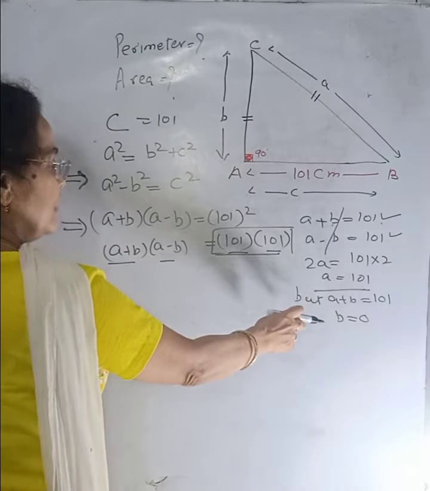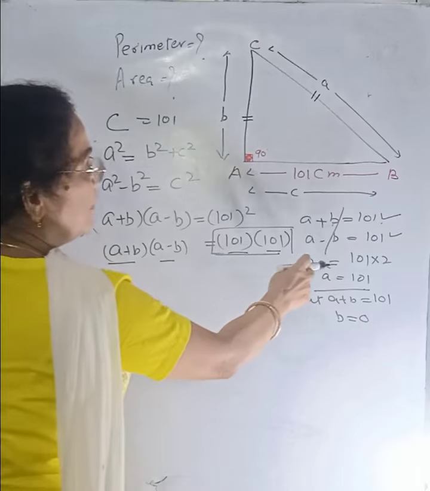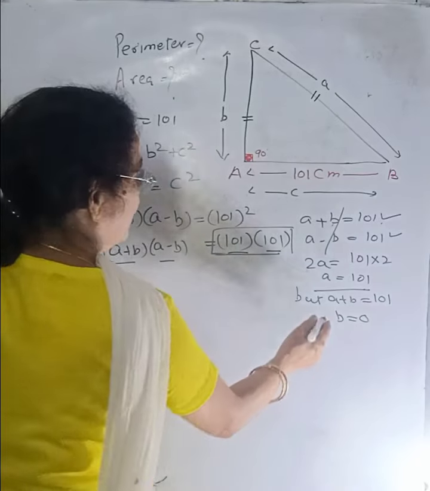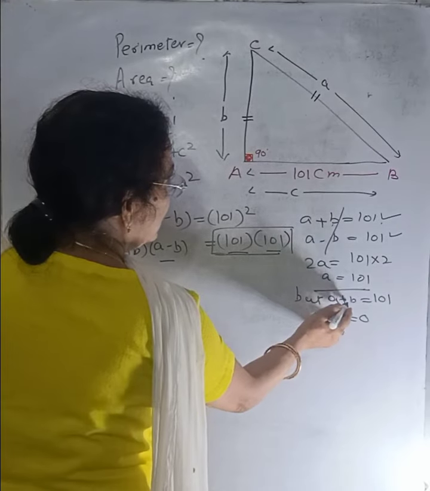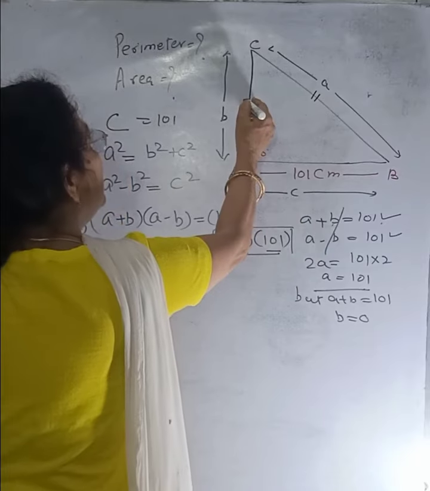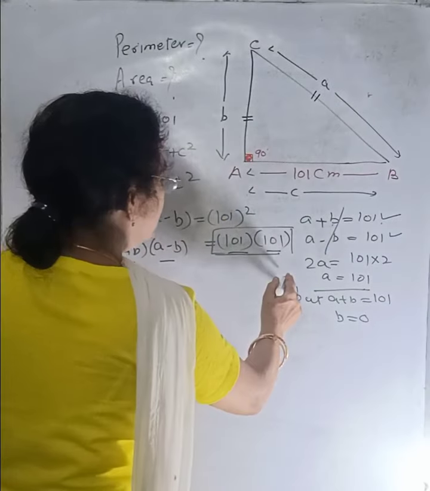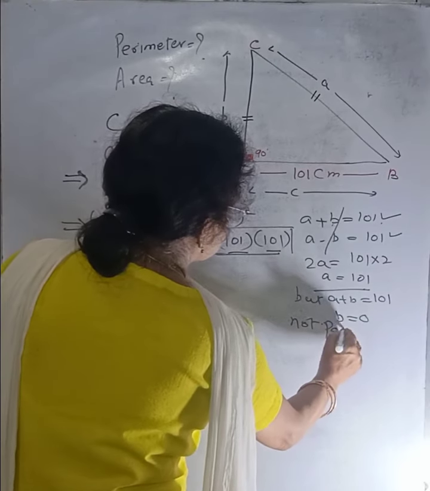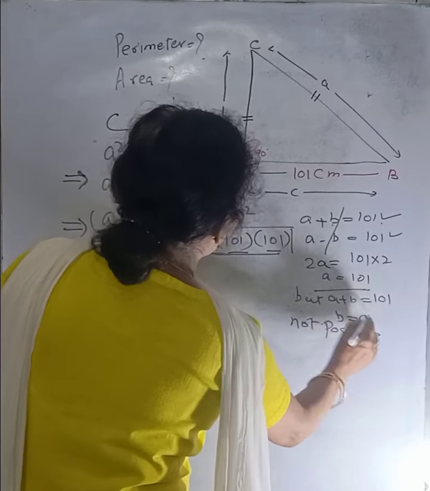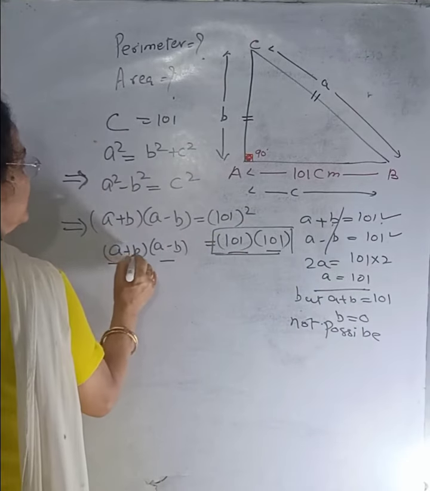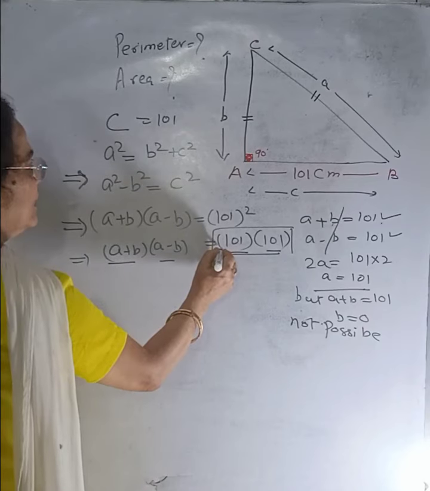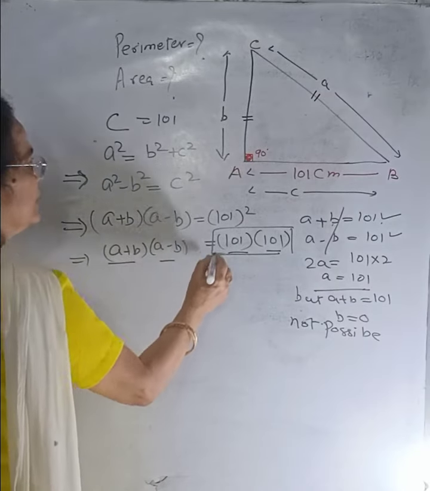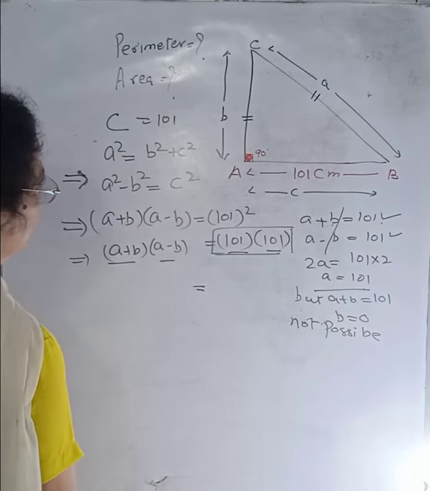अगर A भी 101 के बराबर हो जाता है तो 2A बराबर 101 into 2 है, तो A बराबर 101, तो B का मतलब वो भी 0 हो गया. अब वो B 0 होते ही ट्रायंगल नहीं बनेगा. It is not possible. This case is not possible. It means we can't take this case in which A plus B into A minus B will be the product of 101 into 101. Now another way, what can we see?